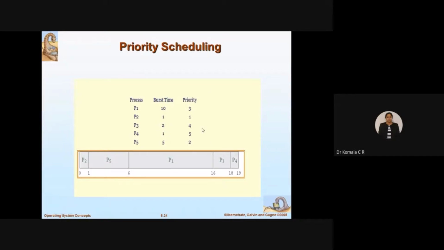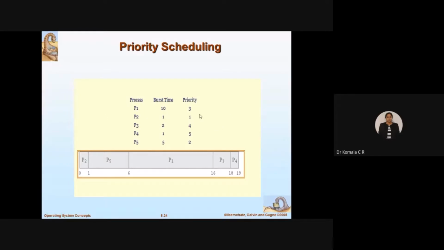Anyway, arrival time is not given, so there is no need to worry whether it is preemptive or non-preemptive. When the arrival time is not given, it's a kind of non-preemptive. That means I will not postpone. Based on the priority, I'll start with one of the processes, then based on the priority, I'll continue with the next process. Once I start, I'll not preempt because the arrival time is not given. I don't know what time, what processes there are. So once I give the priority, accordingly I'll go on executing.